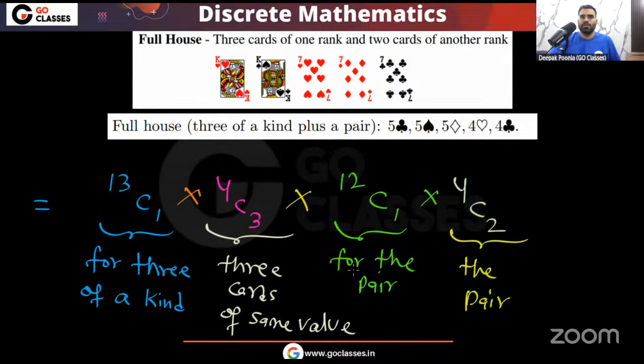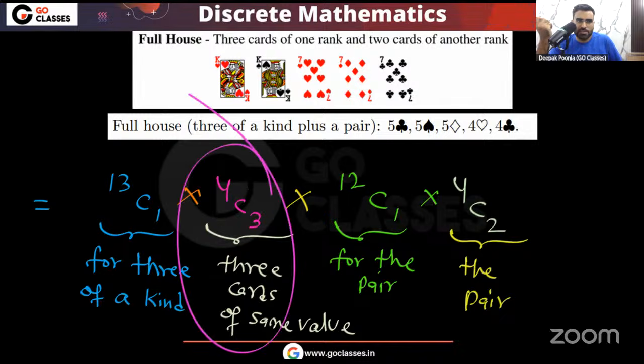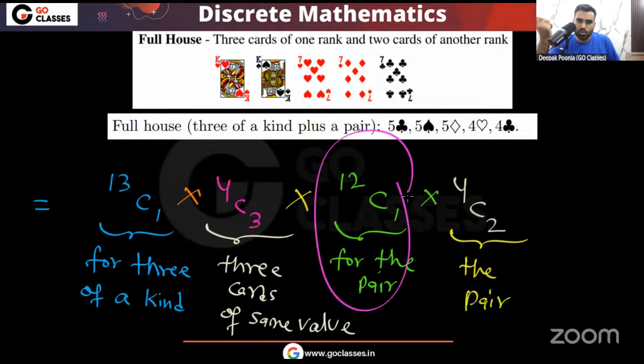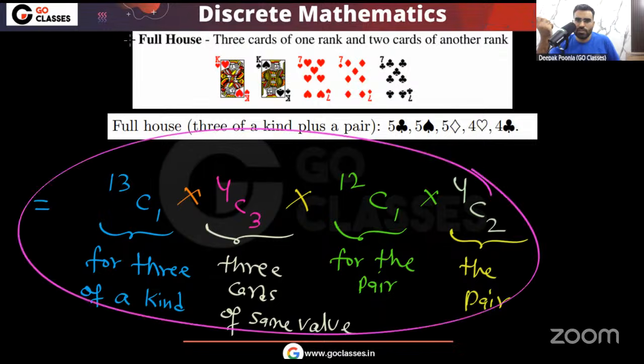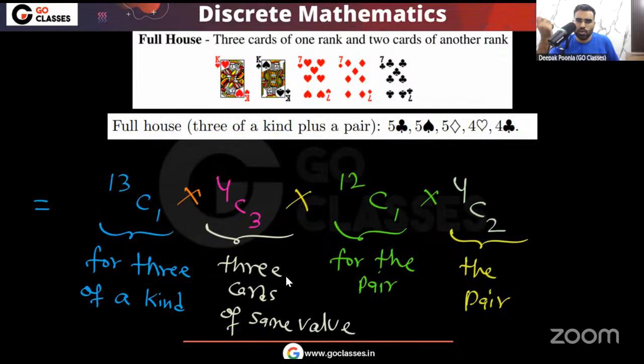Simple, right? So counting the number of full houses is very easy. All you have to do, first you consider the value for which you will have three cards. Okay, so there are 13 values. Out of them choose one value, and for that value you need three cards. And then you choose the value for which you will have two cards. So you choose a value, and for that value there will be two cards. Okay, this is the final answer. This is the total number of full houses. I hope it is clear.